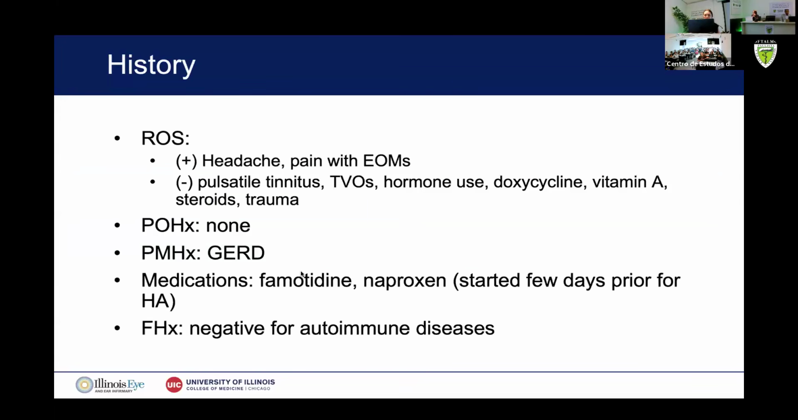He endorses a headache and pain with extraocular movements, but denies any pulsatile tinnitus, transient visual obscurations, and there's no hormone use, doxycycline or other tetracycline antibiotics, vitamin A, steroid use, or recent trauma. He has no past ocular history and is not on any medications. His past medical history, he has some reflux, but otherwise is a healthy guy, just taking famotidine and then started on naproxen for the headache a few days ago. Family history is negative for autoimmune diseases, and he had an unremarkable social history.